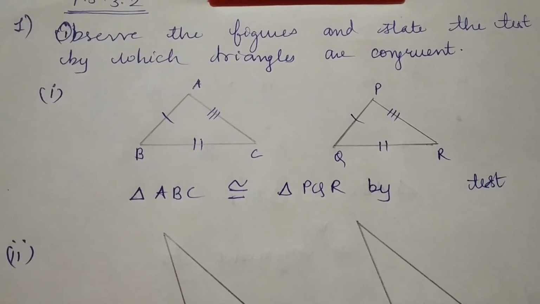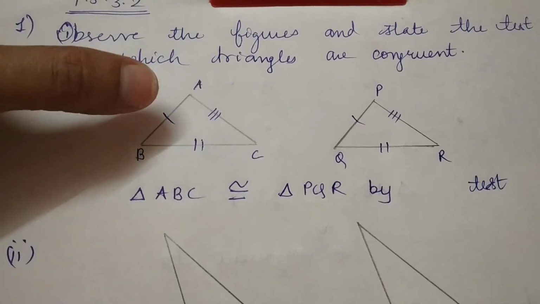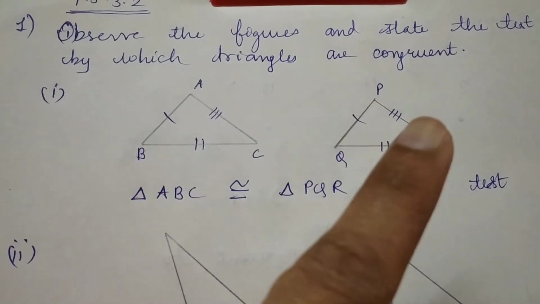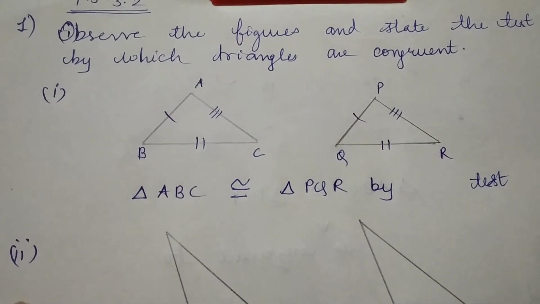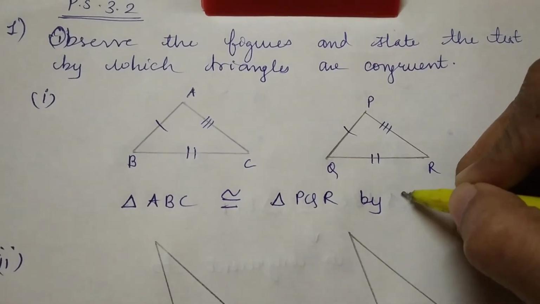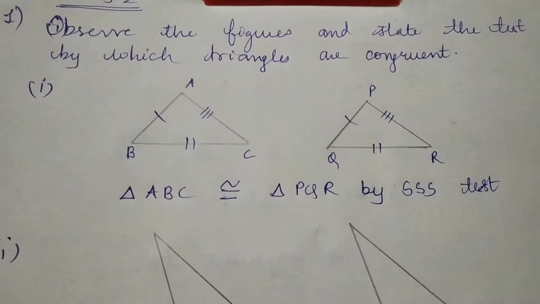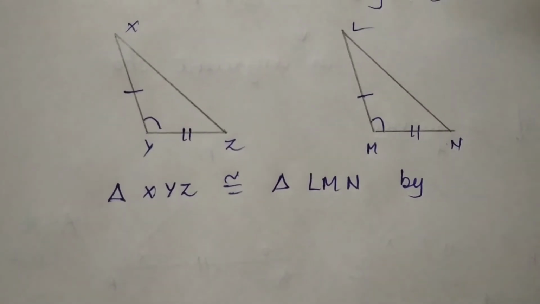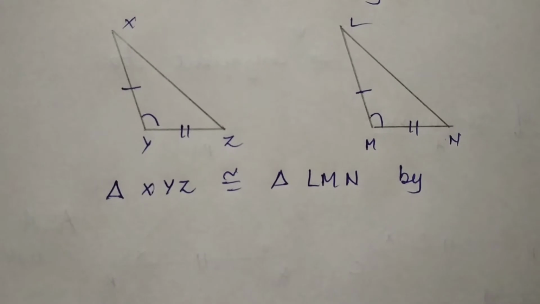If you look at the symbols given there, you can easily make out that they have shown AB congruent to PQ, BC congruent to QR, and AC congruent to PR, and therefore I will say that these two triangles are congruent by SSS test. In the next example, there are two triangles, triangle XYZ and triangle LMN.